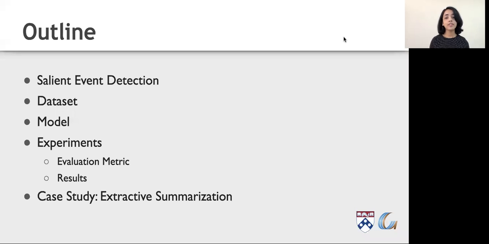Next, we'll formally define the problem of salient event detection and briefly talk about the dataset. Then we'll discuss in detail our proposed model and share insights on the evaluation metric and the key results. And finally, we'll discuss how the salient event detection task can be helpful for the downstream task of extractive summarization.